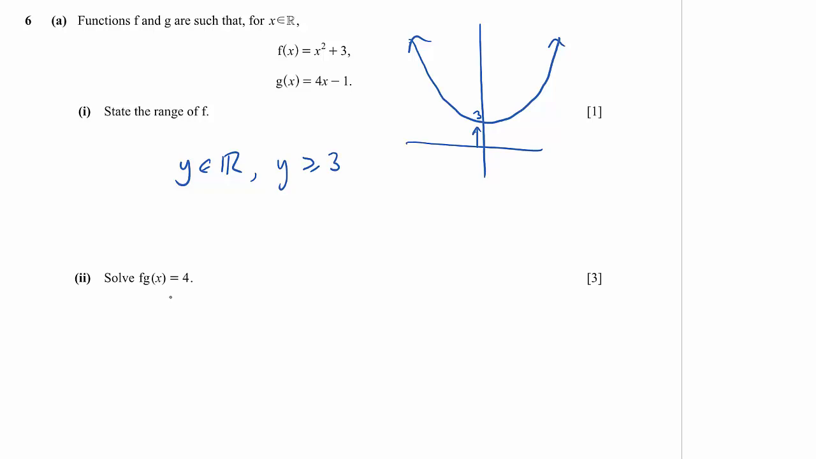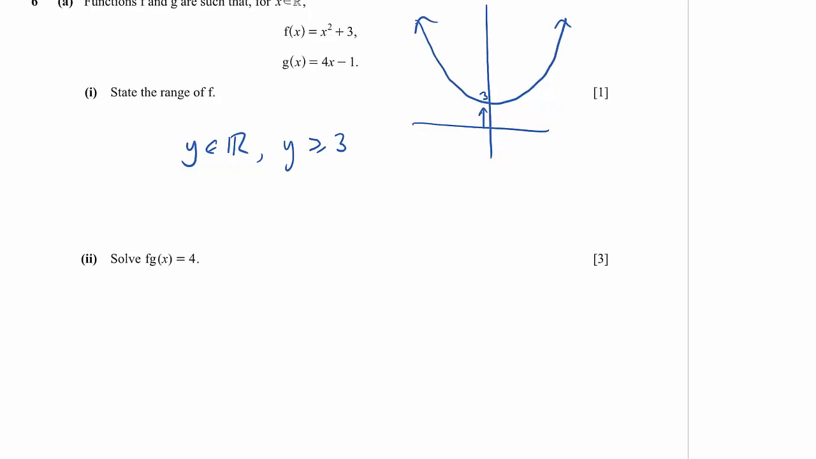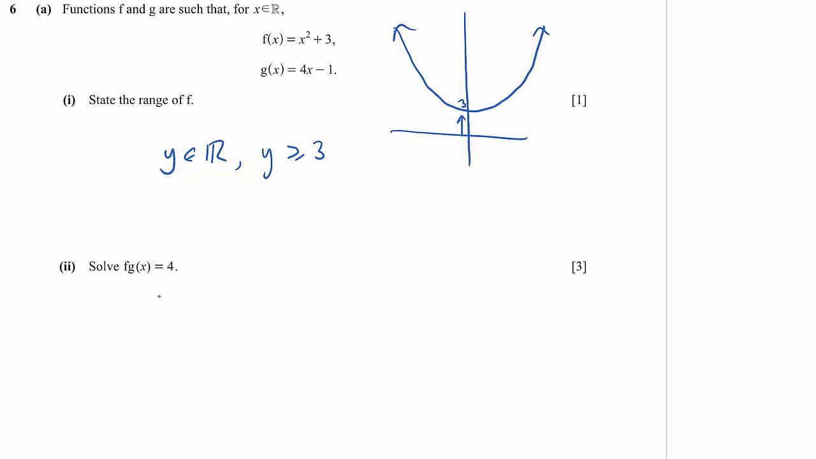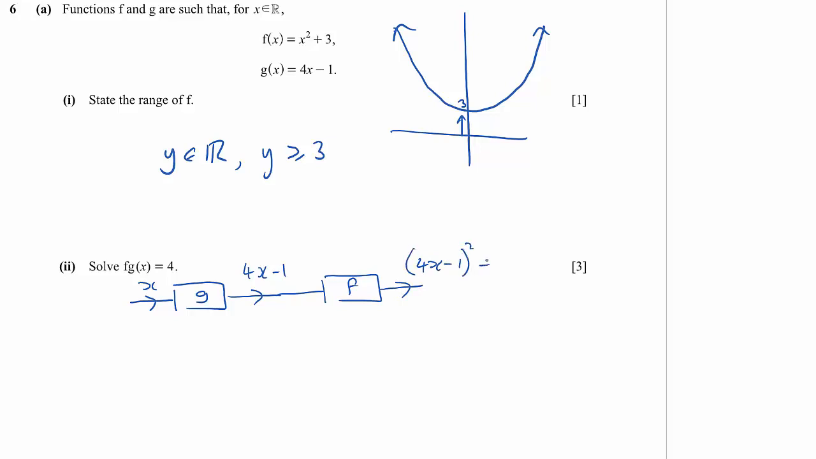Then we want to solve f of g of x is 4. So f of g of x means doing the function g first. So if we start with x, it goes into g, and out comes 4x minus 1, and that would go into f, and f squares what goes in, so we get 4x minus 1 squared, and then adds 3 to that result. So what we're being asked to solve is 4x minus 1 all squared, add 3, is equal to 4.